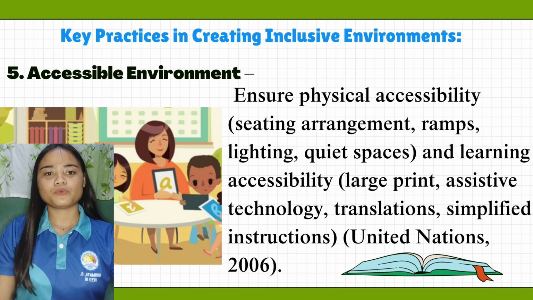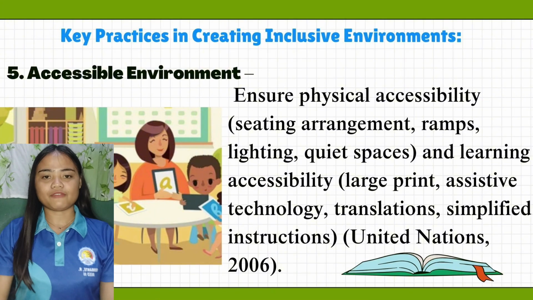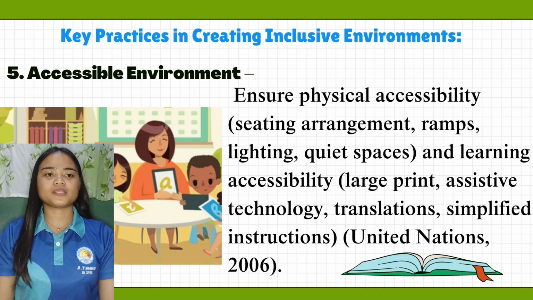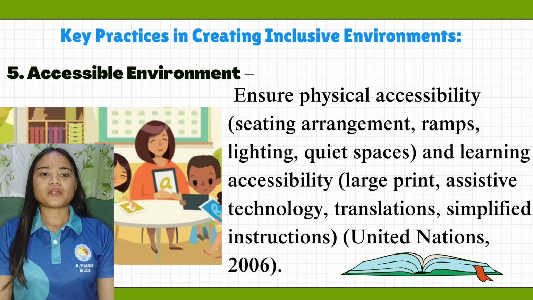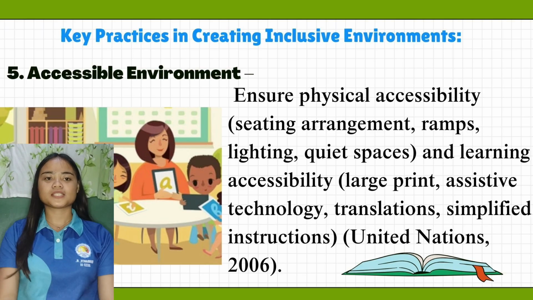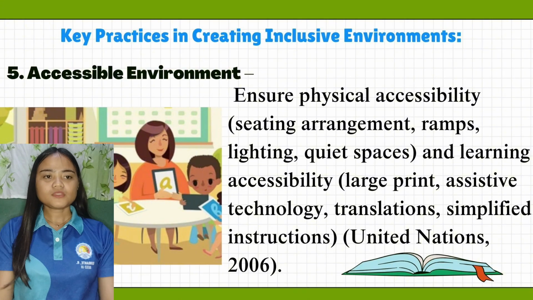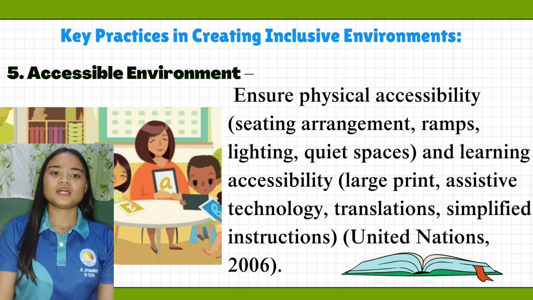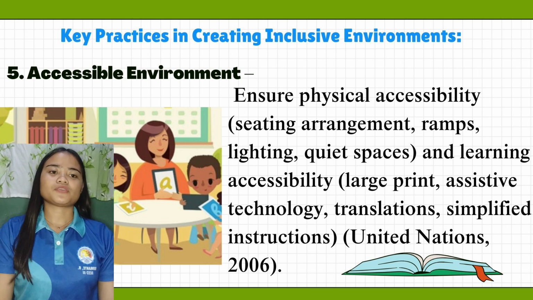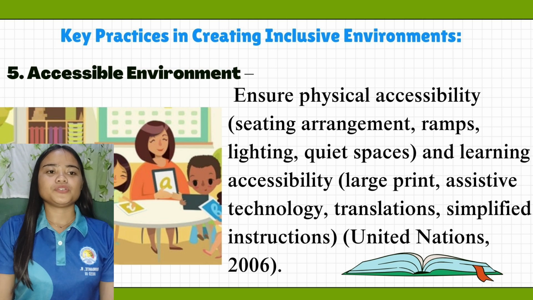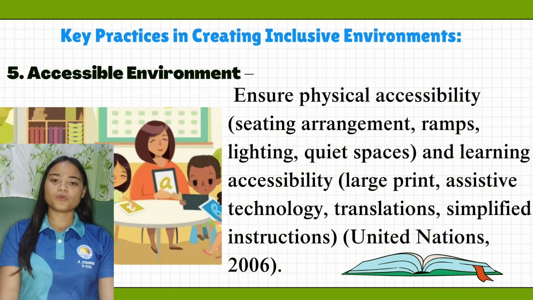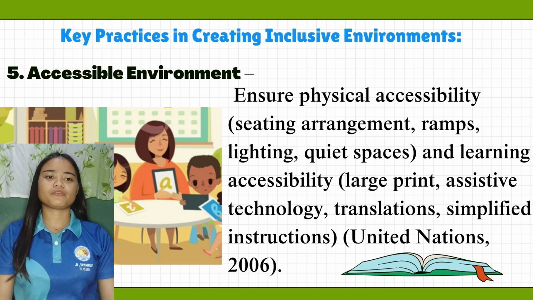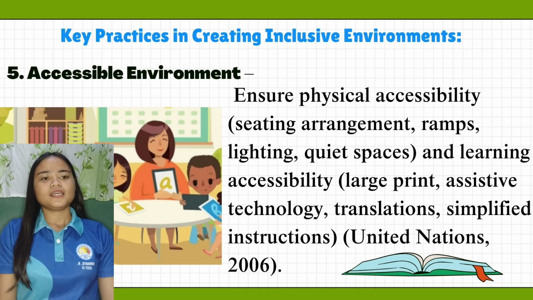So number 5, we have an accessible environment. It ensures physical accessibility, for example, seating arrangement, ramps, lighting, and quiet spaces. And learning accessibilities like large print, assistive tools, translation, and simplified instructions. That is according to United Nations 2006. So this means making the classroom easy and comfortable for everyone to move, see, hear, and learn.